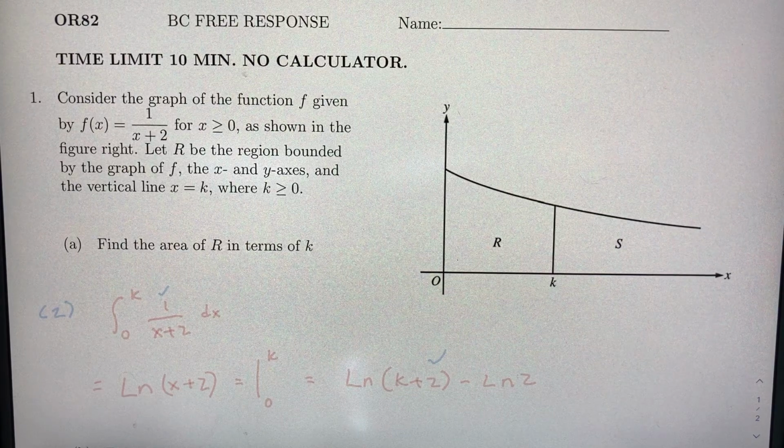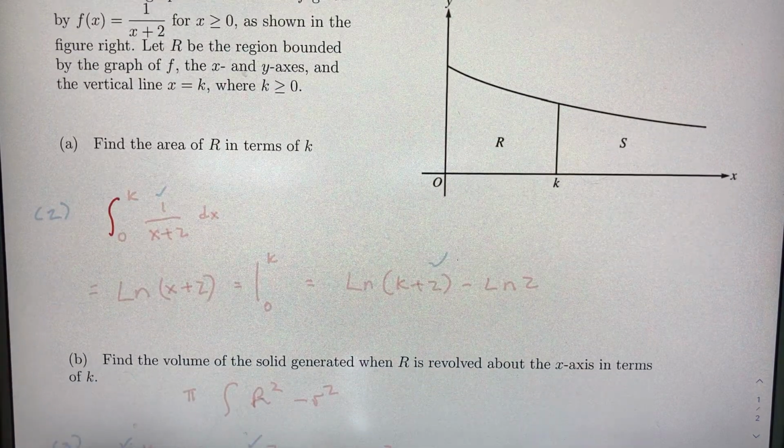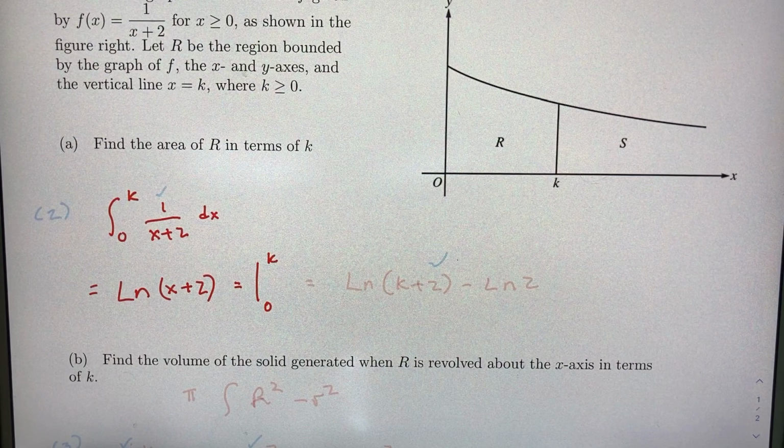Okay, I think most people are getting the idea of setting this up. Area in terms of K, you have to do by hand, no calculator. When do you need absolute value for the ln? When you know it might be negative, but from 0 to K is definitely positive.